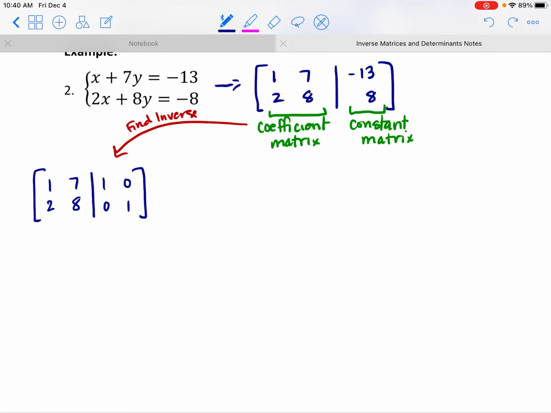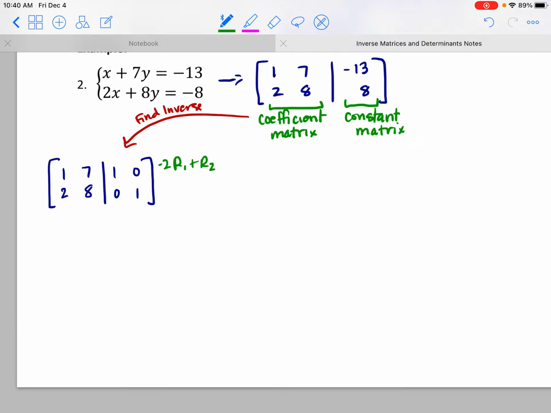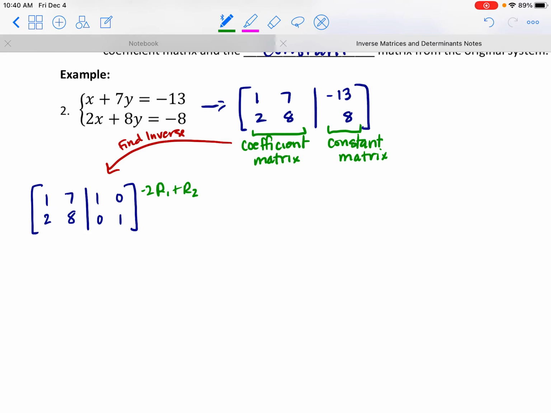And so we're going to do multiples of row 1. We're going to do negative 2 times row 1, and add that to row 2 in order to change row 2. I'm going to work vertically on this one, just so I don't run out of space. Okay? So what's that going to look like?